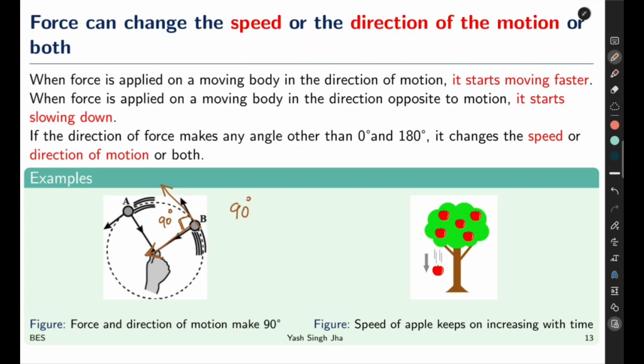The other example can be when an apple falls from a tree. The speed of the apple keeps on increasing with time until it hits the ground. The taller the tree, the greater the speed with which the apple hits the ground. This is the reason why in apple orchards, when the height of the tree is very big, they place something to hold the apple so that the apple doesn't damage itself by falling.